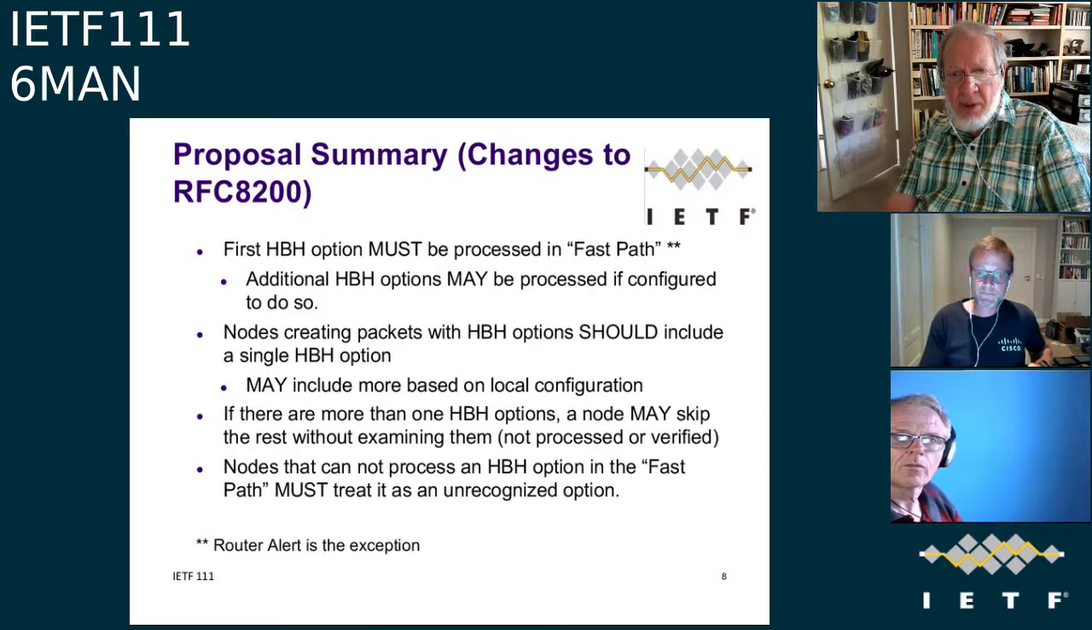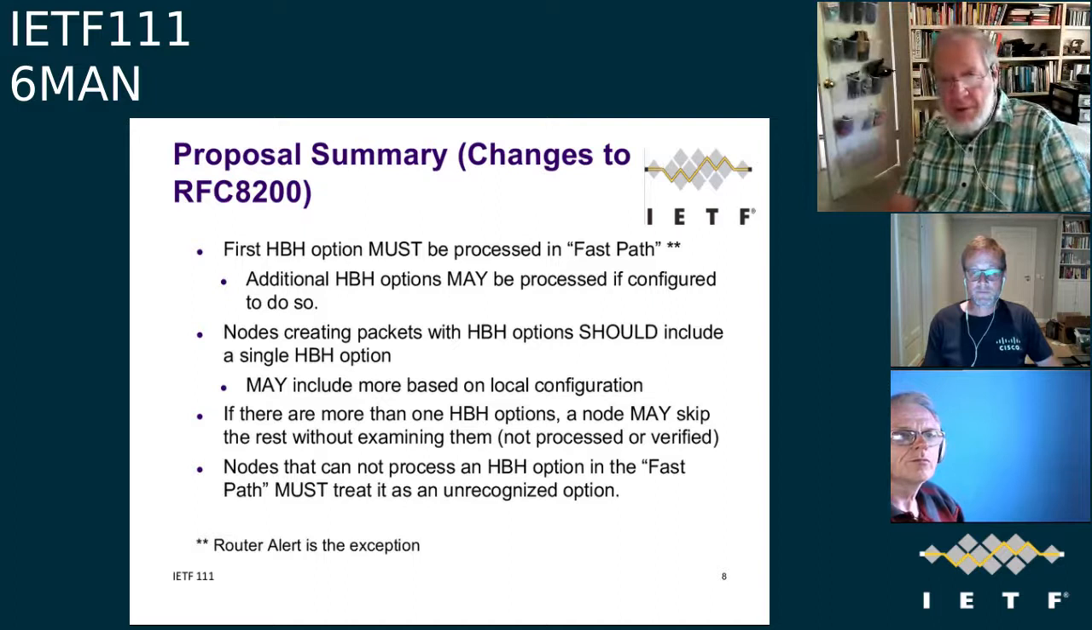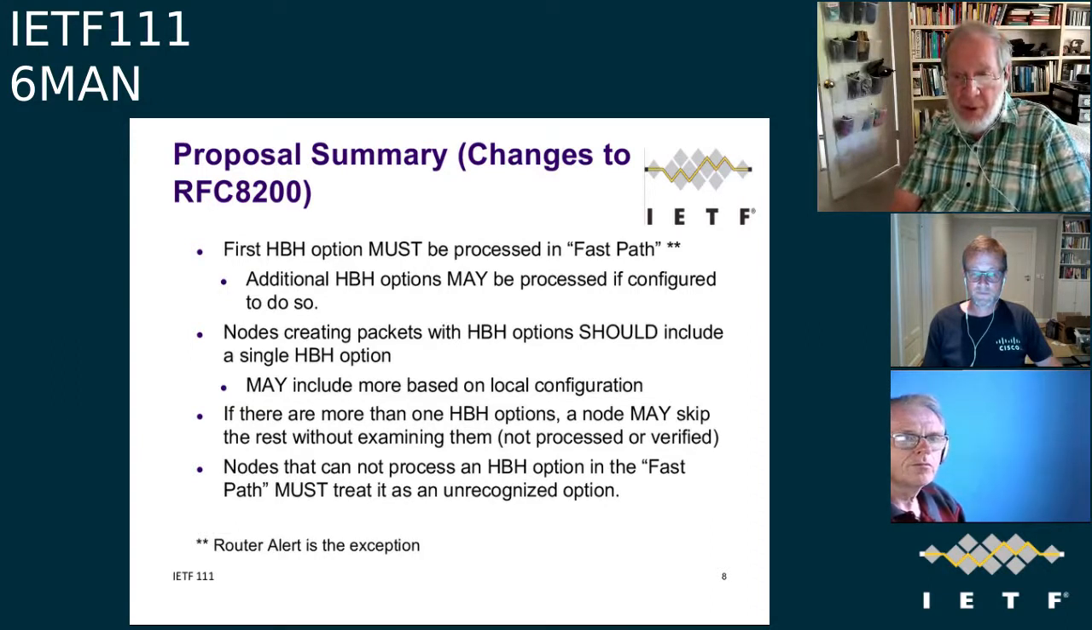So we have a couple of slides which we'll do really quickly, which is basically the summary of the proposal as in the current draft. The first hop-by-hop option must be processed in the fast path. Additional hop-by-hop options may be processed if configured, with the one exception being the router alert. Nodes creating packets with hop-by-hop options should include a single option. They may include more based on local configurations. Obviously, you'd want to only do that if you had some idea that the nodes along the path might process them.